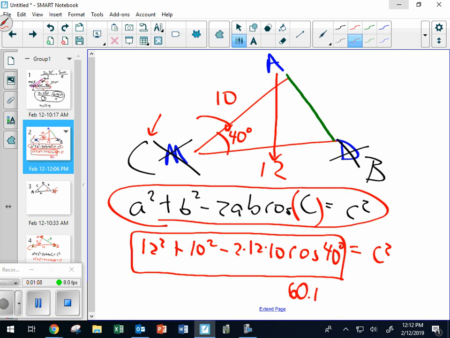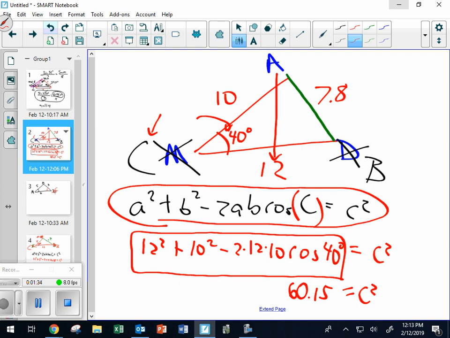60.15? Good enough. Okay. Then, if you just think about it, look at that. How can that be 60? You know what I mean? That's just not possible. So, you take the square root of that, and what did you get? Can anybody verify 7.8 approximately? All right, cool. We figured out that third side.